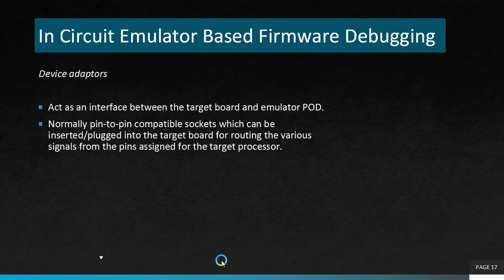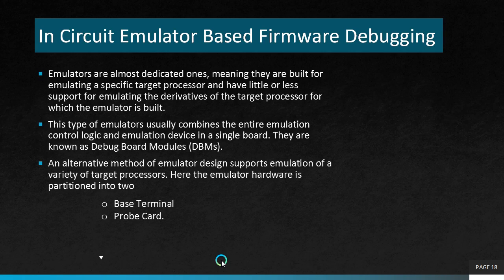The device adapter is usually connected to the emulator POD using ribbon cables. The adapter type varies depending on the target processor chip package. The above mentioned emulators are almost dedicated ones, meaning they are built for emulating a specific target processor and have little or less support for emulating the derivatives of the target processor for which the emulator is built.